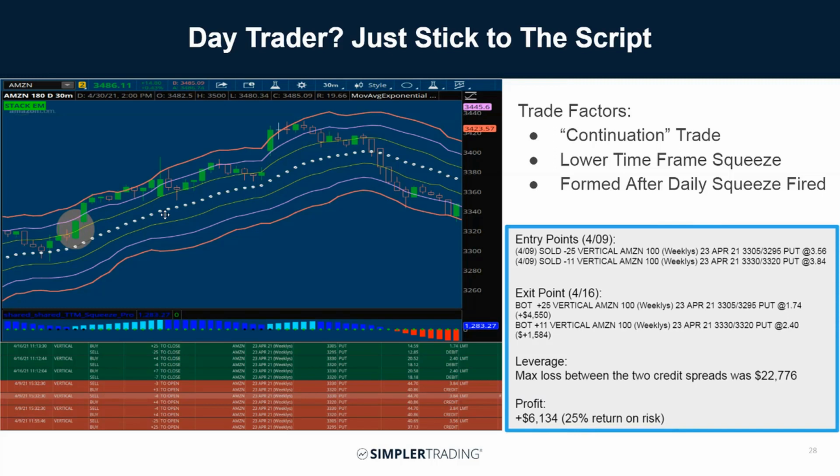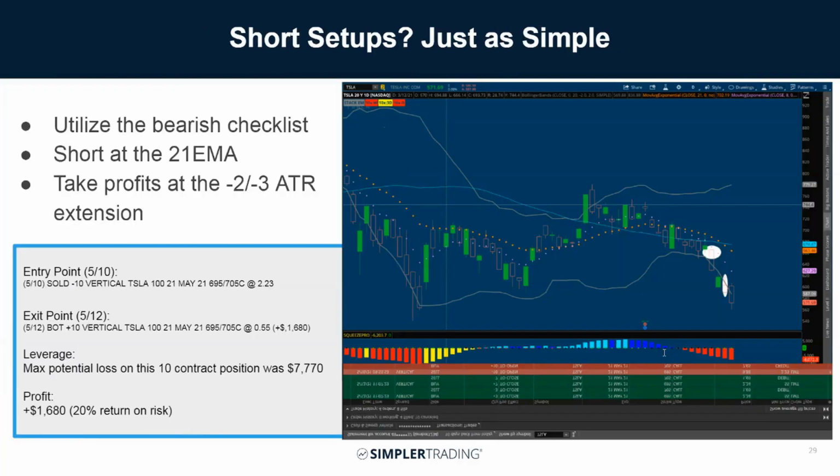It not only helps us identify the moment in time where we're getting ready for a meaningful move, it helps us dictate where we should take entries and exits. So, good example there. Now, how about short setups? Just as simple. Slightly different checklist, which we'll get into in a bit, same exact tools. We're going to utilize that checklist, and we are going to short at the buy zone under the 21 EMA.